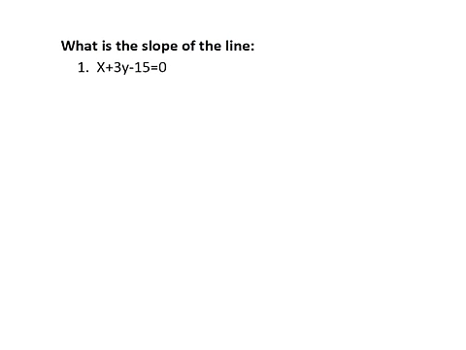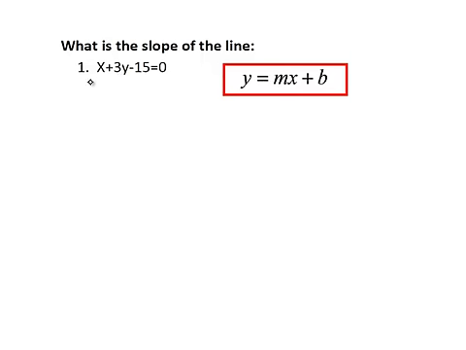Okay, now that we know some preliminary information and formula on lines, let's work a few problems. Okay, in order to know what the slope of this line is, I should get it in slope-intercept form, which is y is equal to mx plus b. So I'm going to solve for y. So I will subtract x from both sides and add 15 to both sides.